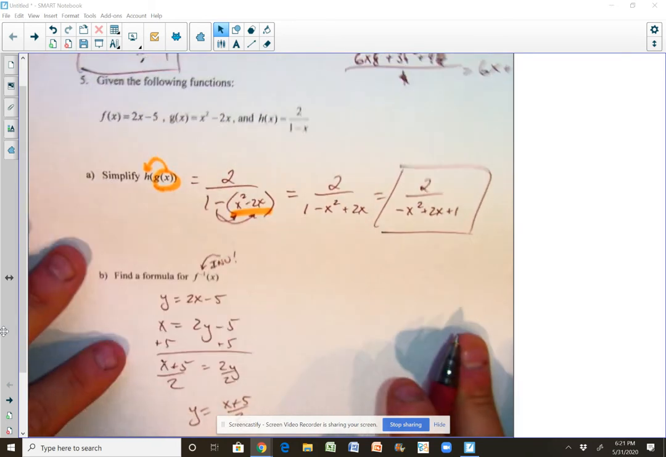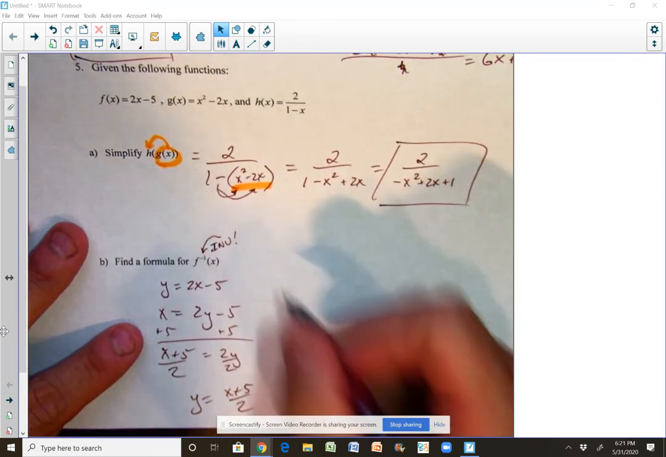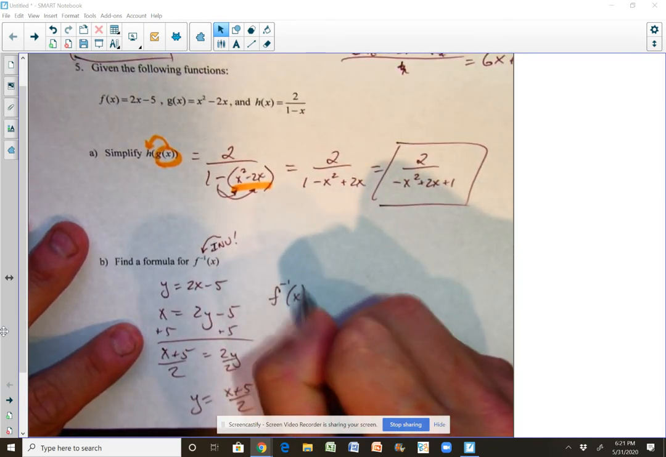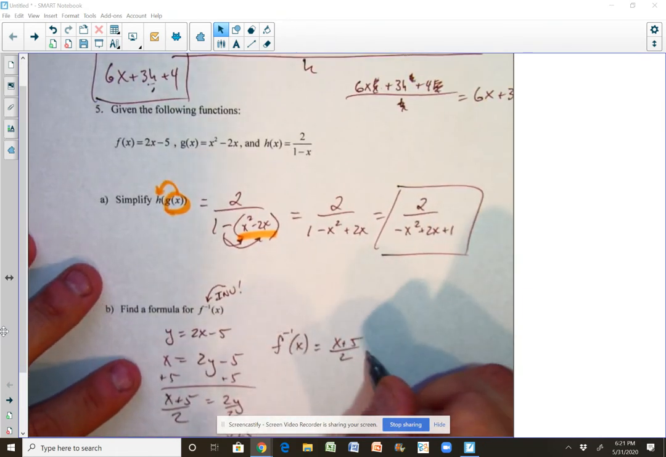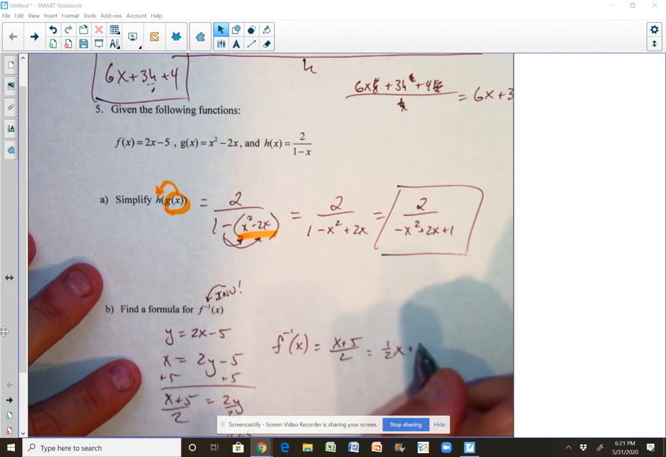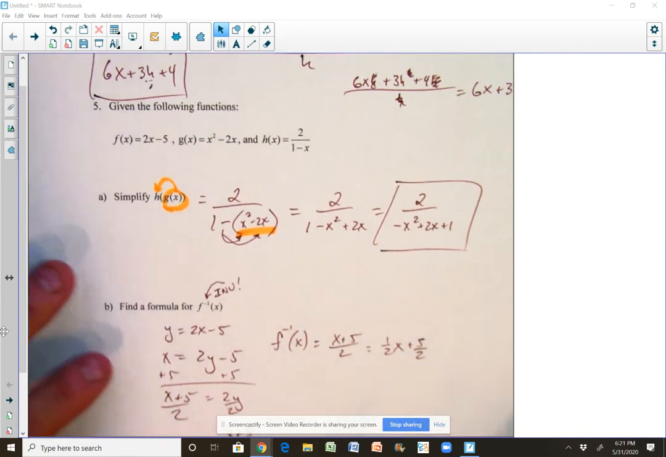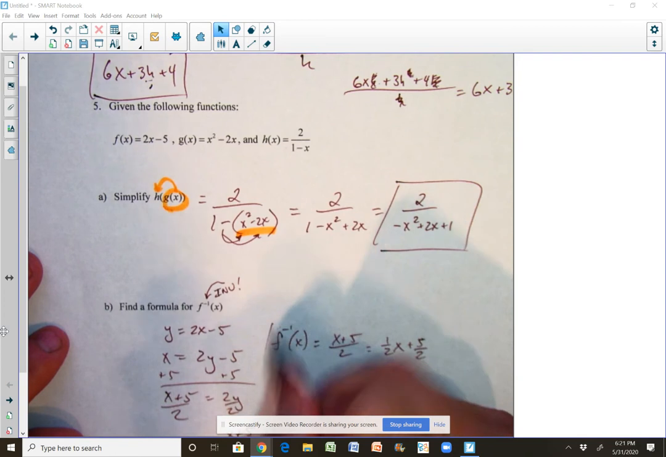And so if it's x plus 5 over 2, we would write then f inverse of x is equal to x plus 5 over 2. And there's a few ways you could write that. That's also like 1/2 x plus 5 halves, and other ways you could write that as well.